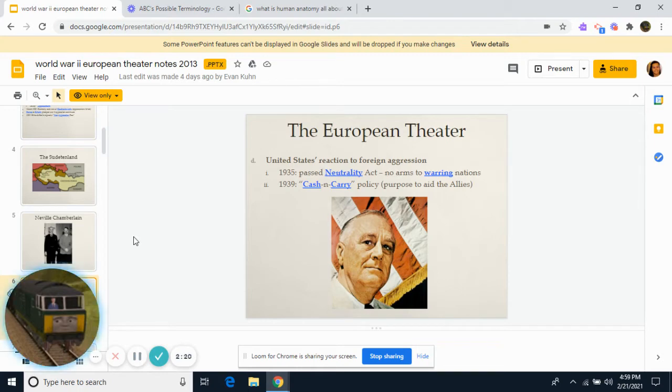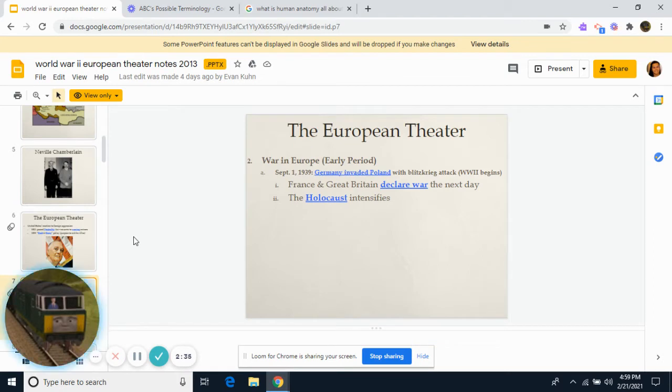United States reaction to foreign aggression. 1935, passed Neutrality Act, no arms to warring nations. 1939, cash and carry policy, purpose to aid the Allies. War in Europe, early period. September 1st, 1939, Germany invaded Poland with a Blitzkrieg attack, WW2 begins. France and Great Britain declare war the next day. The Holocaust intensifies.